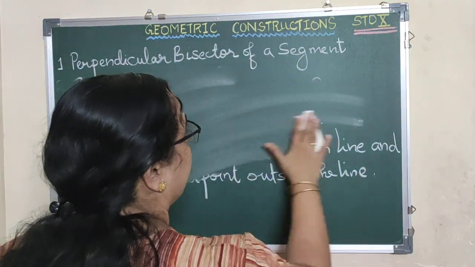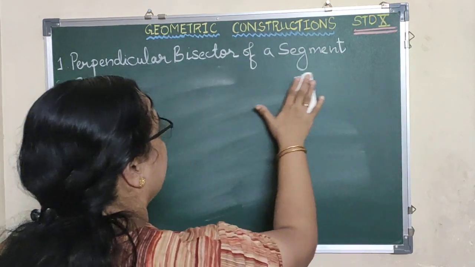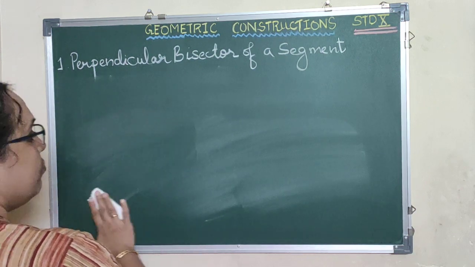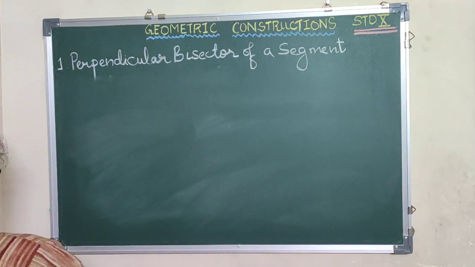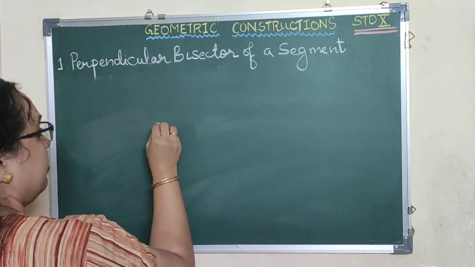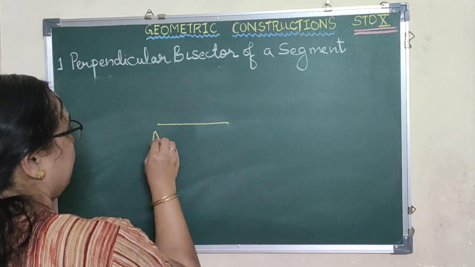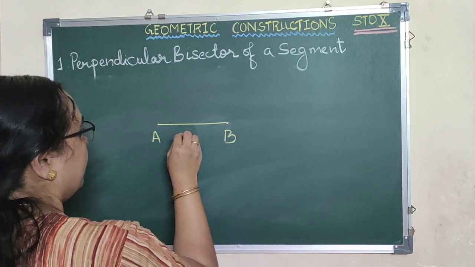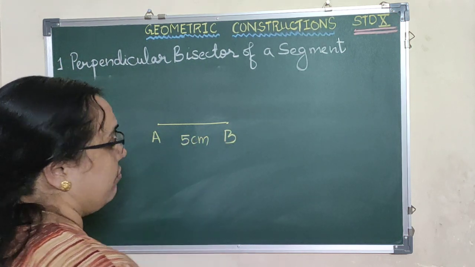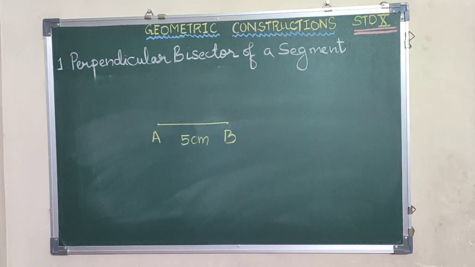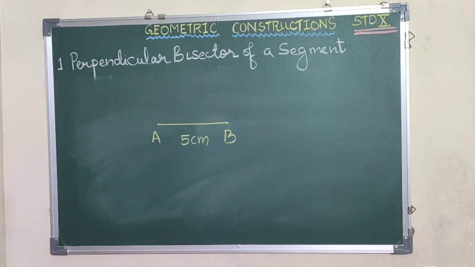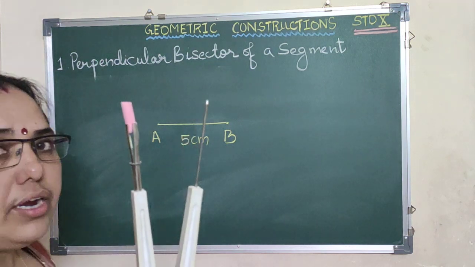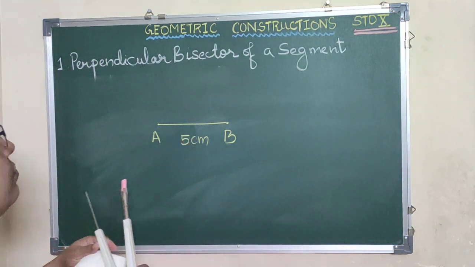Perpendicular bisector of a segment. When I say perpendicular bisector of a segment, first and foremost, I hope all of you agree you need a segment. Now when we draw a segment, it has two endpoints. This is my segment AB. Suppose I draw it for a rough measurement, 5 centimeter. How will I bisect this segment? I will bisect this segment with the help of a compass. I hope all of you are aware of this instrument. So how do we do this?